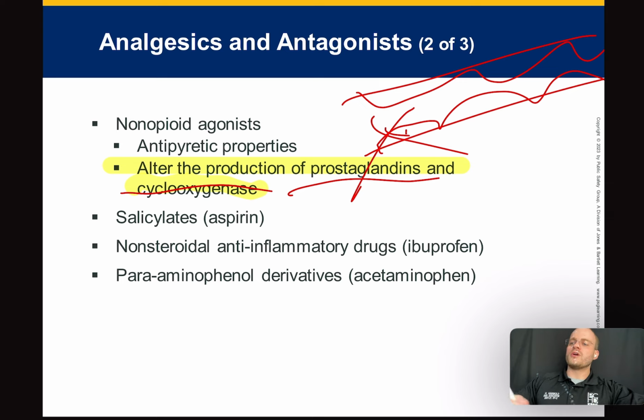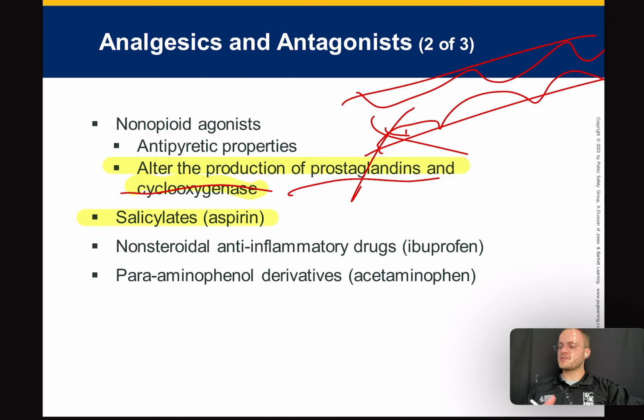Well, what does aspirin do? It inhibits the pathway from arachidonic acid, which is released when there's cellular injury, to make its way down to prostaglandins and cyclooxygenase that create the pain response and the inflammatory process. So that's an example. Salicylate, or acetylsalicylic acid, aspirin, very common.